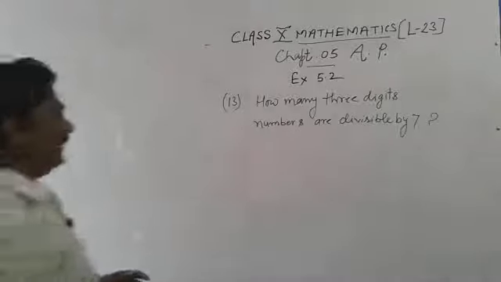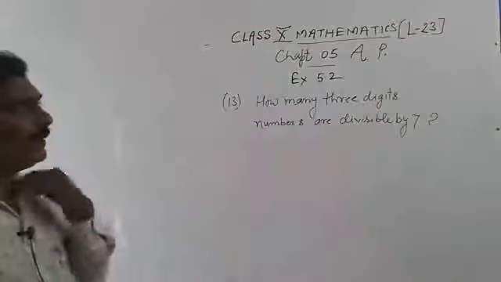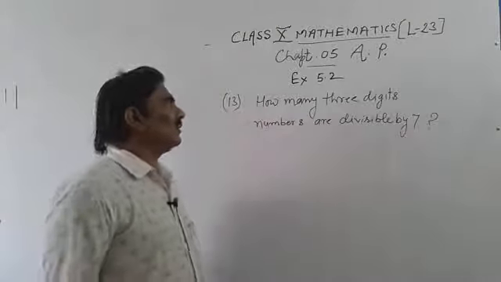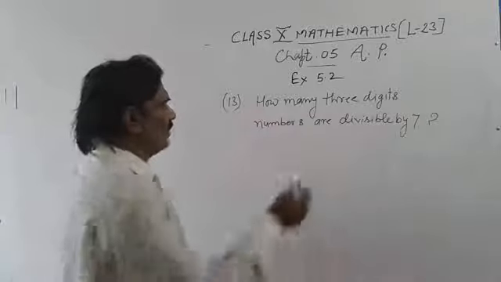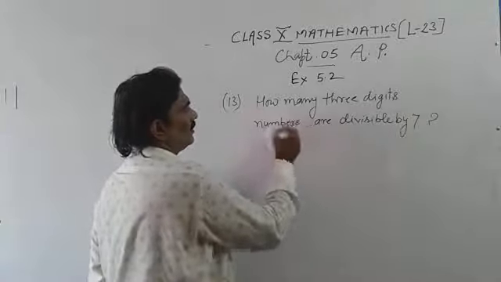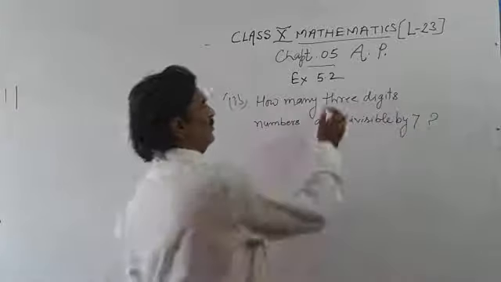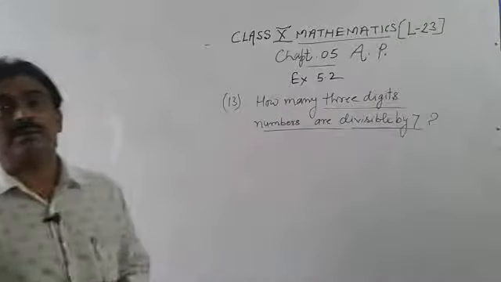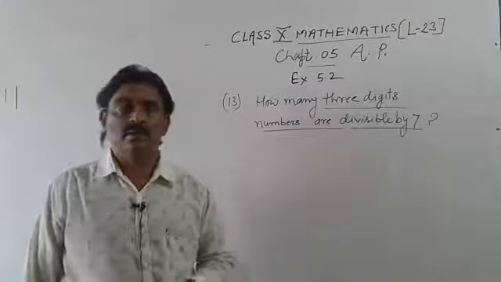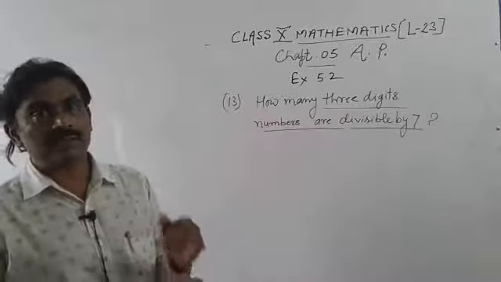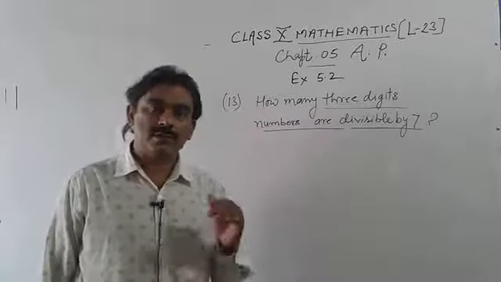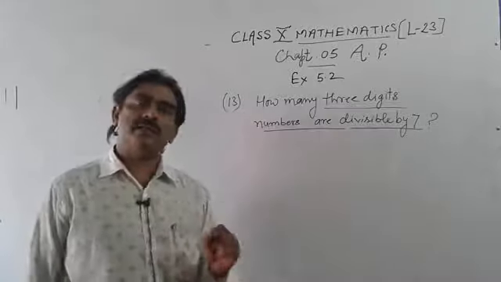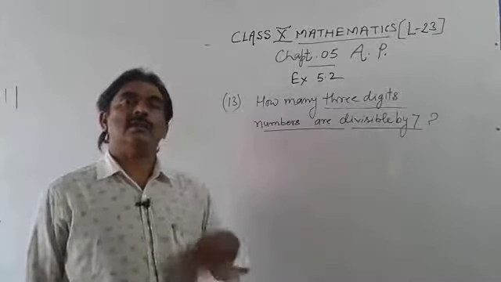Now students, we have question number 13. In this question: how many 3 digit numbers are divisible by 7? The question asks how many 3 digit numbers are divisible by 7. We have to find the number of 3 digit numbers which are divisible by 7. So before starting, first of all we should know the smallest 3 digit number and the largest 3 digit number.